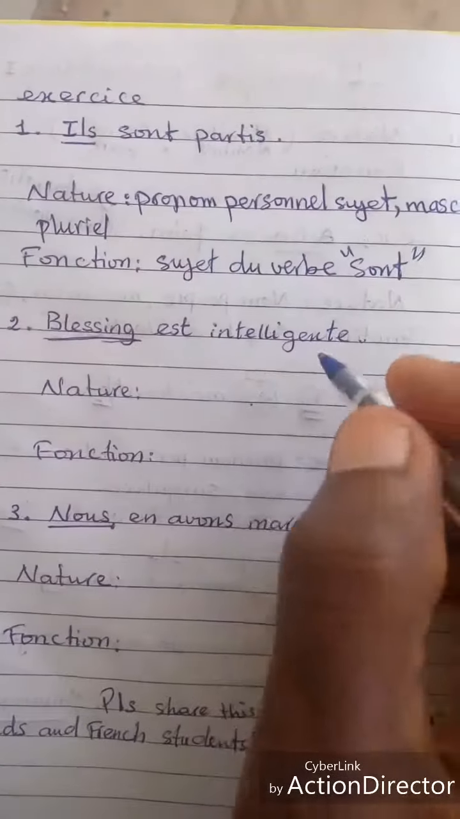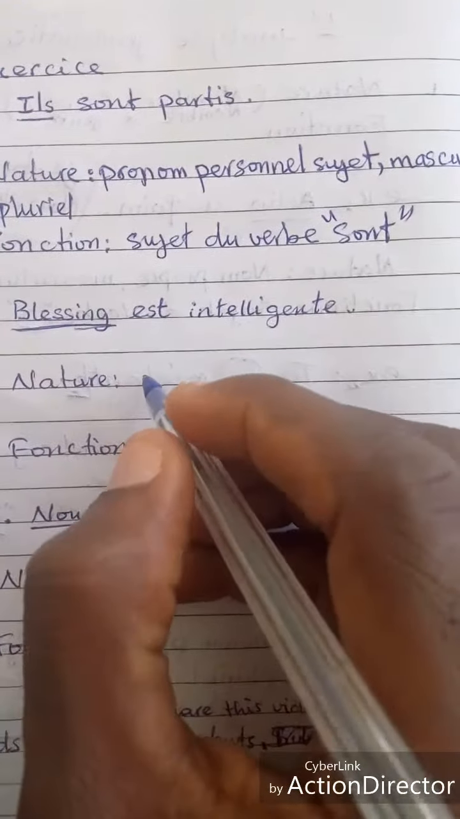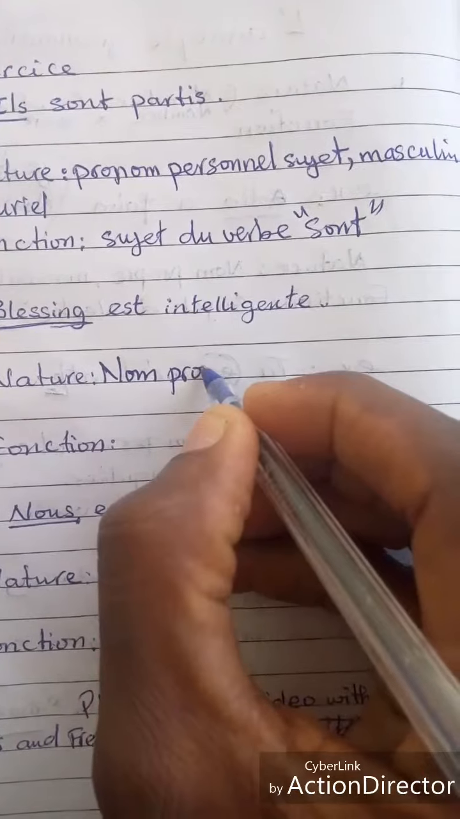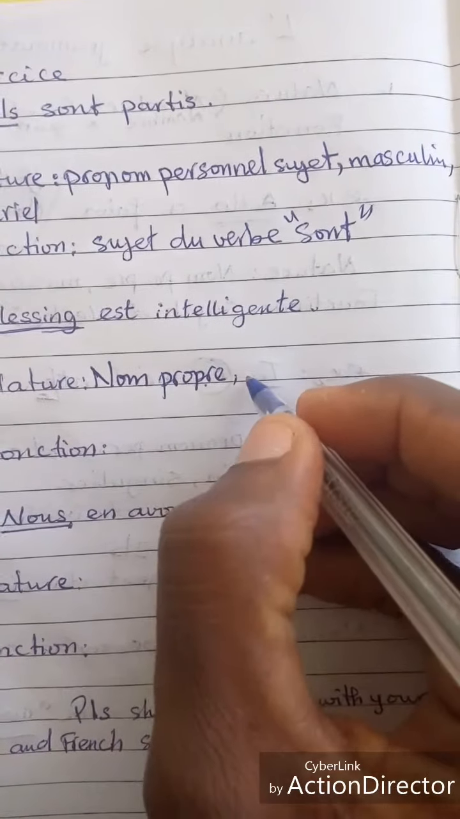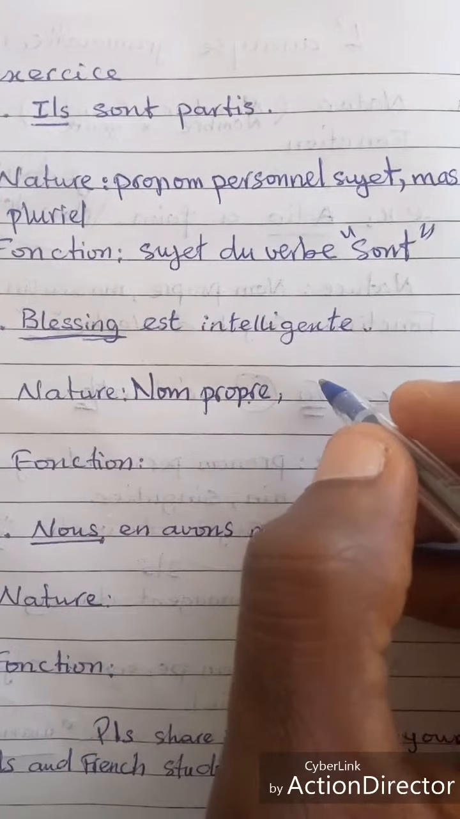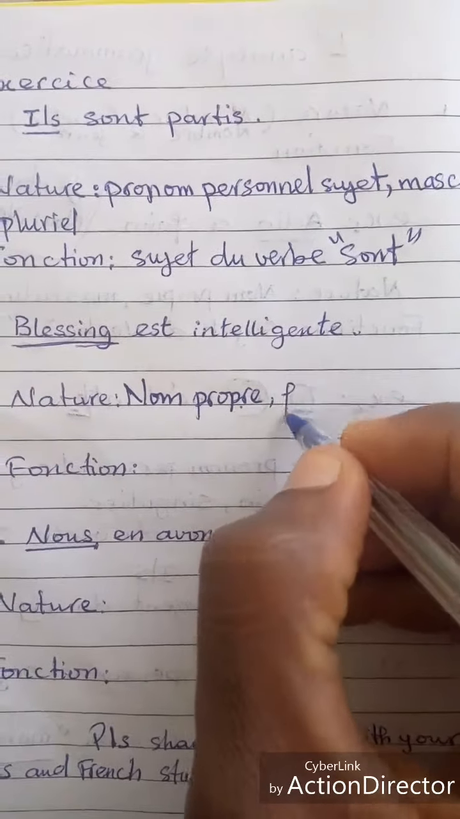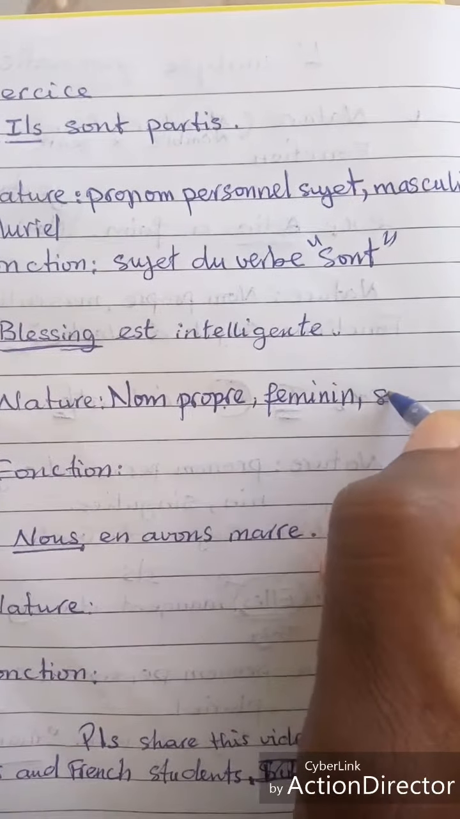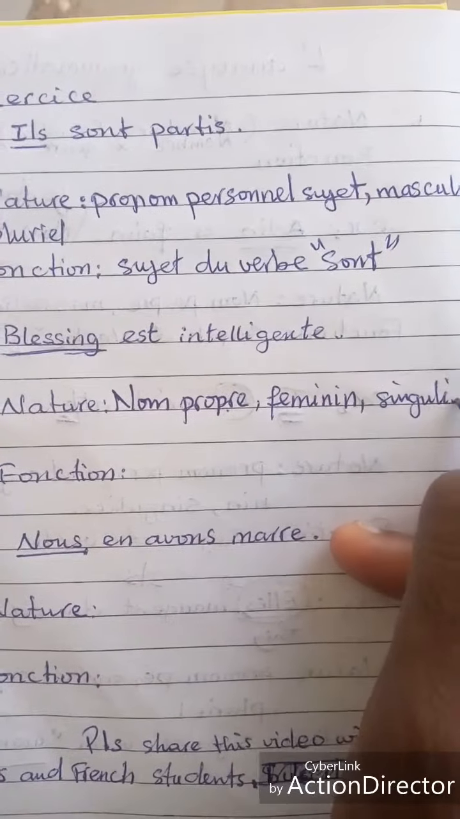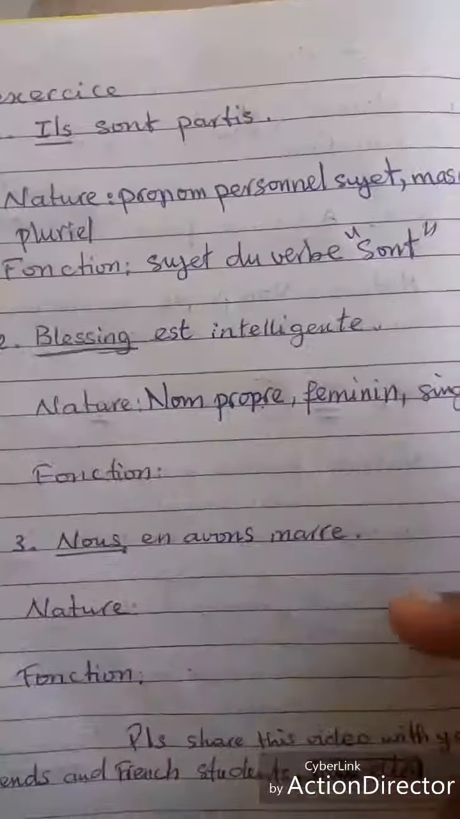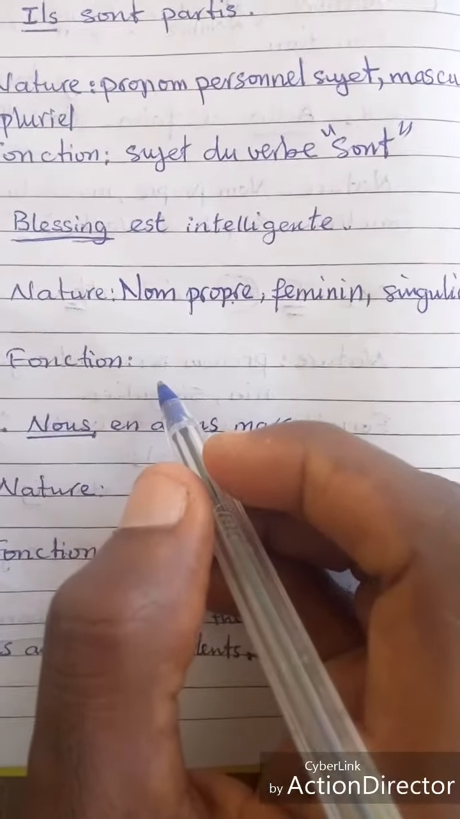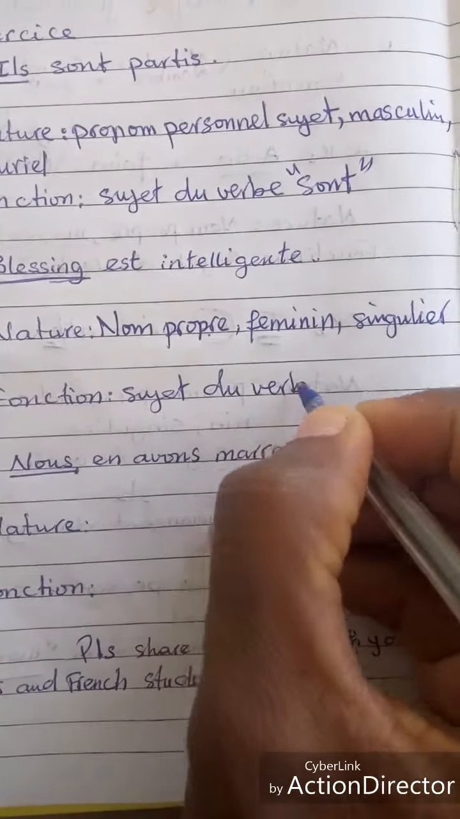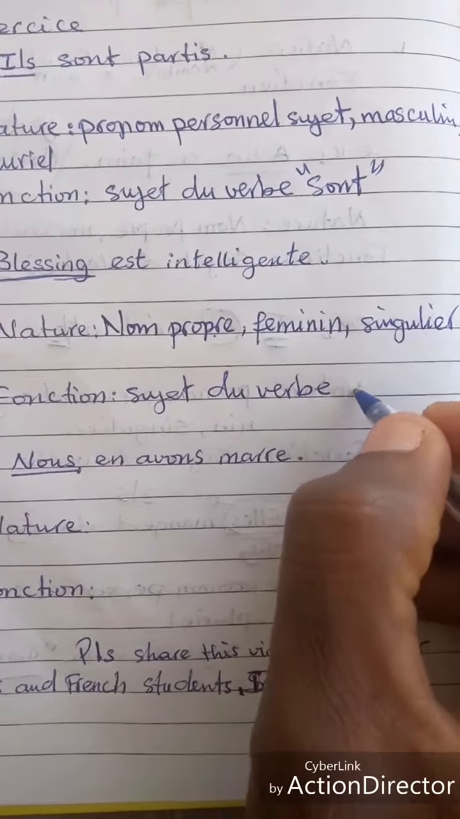So this is it. And for Blessing, it is what? Nom propre. What is the gender? It is feminine. Blessing is a woman's name, feminine, singulier, because she's alone. Singulier, finished. You come to the function. The function is what? Sujet du verbe, what? The verb est.